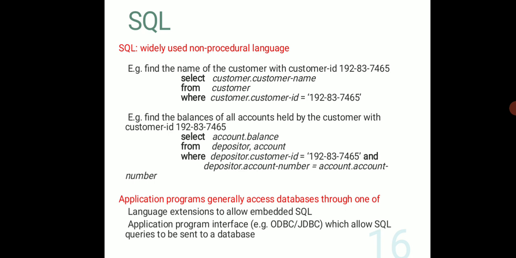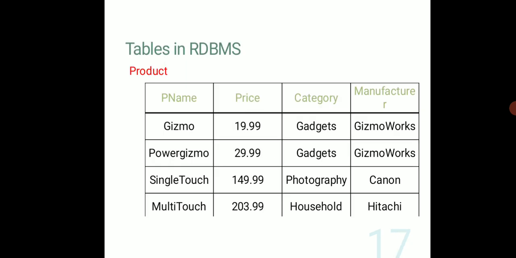Next, application programs generally access the database through one of the language extensions that allow embedded SQL, or through an application program interface which allows SQL queries to be sent to the database. Here this is the relational database management system.